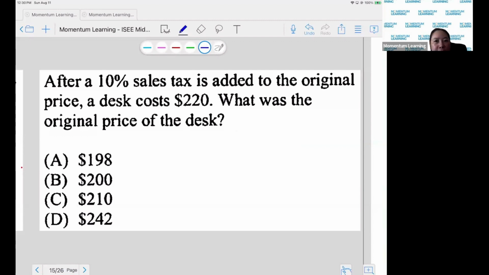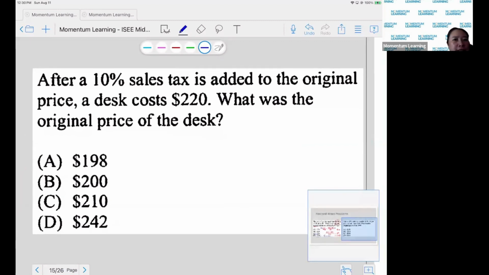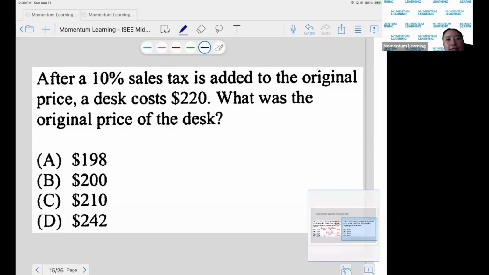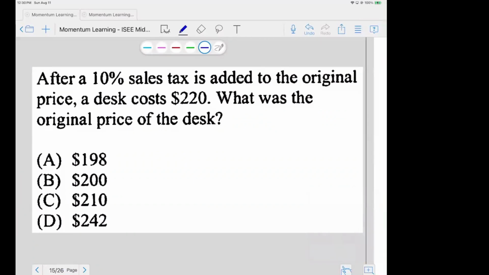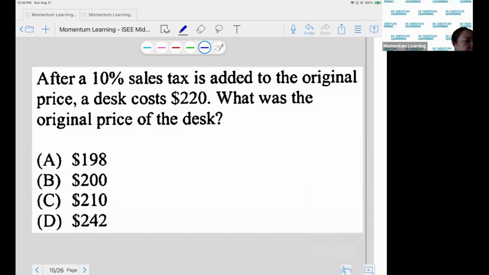Okay, Derek, you got it very fast. Can you explain? 220. If you wanted to do it, there's two ways. If you want to do it the slow way, you could do 100 plus 10%, and then that's 110, and then you could multiply that by 2 to get 220.